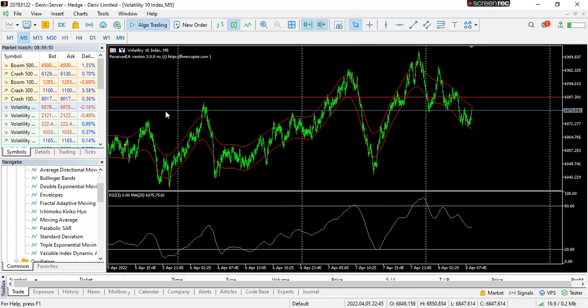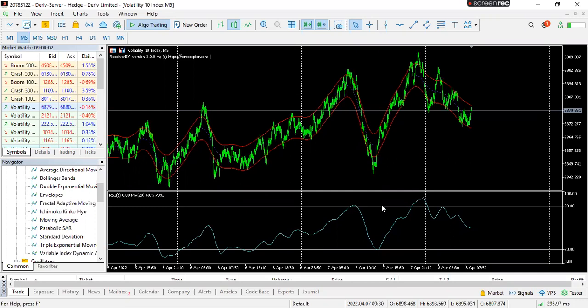All you just need to do is to know how and where and when to use this RSI, and you'll be profitable. When it comes down from 80, look at it very well. Let it come out of 80 before you take your sell. Let this one come above 20 before you take your buy, and then you just ride.